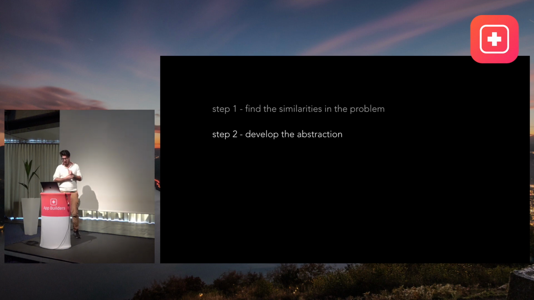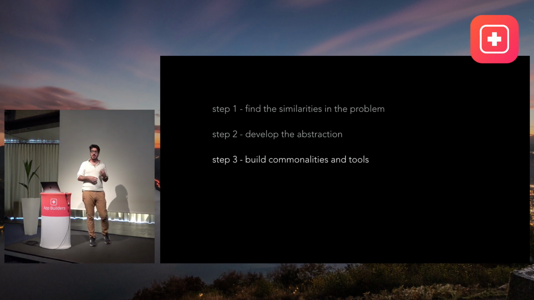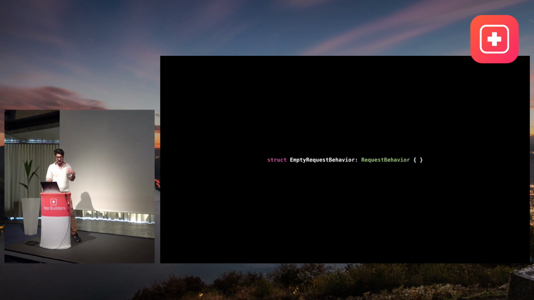Cool. So that's step 2. We sort of developed this abstraction. Once we've done that, there may be some tools that we can build that will enable us to take our abstraction and go further steps, right? So what do these tools kind of look like? Well, one is, this one's kind of simple. It's just an empty request behavior. It does nothing, right? You might say, well, why would you want this? Why would you want a behavior that does nothing? I mean, that seems pretty easy to model.